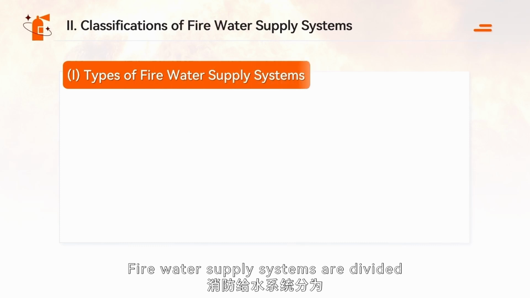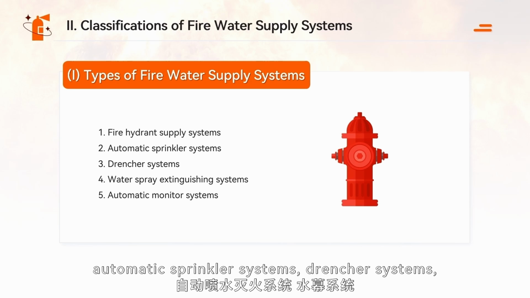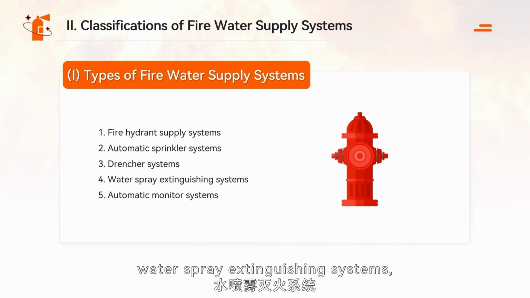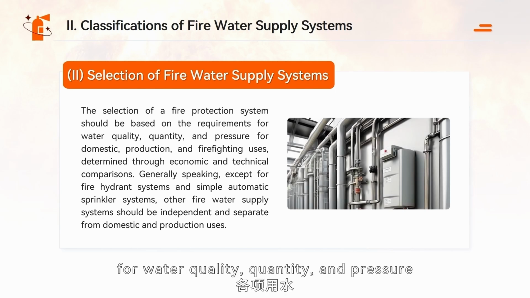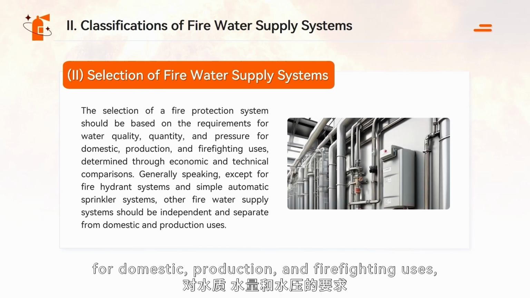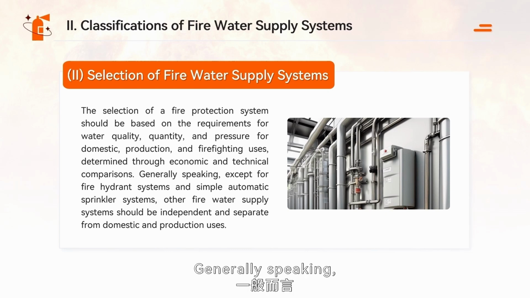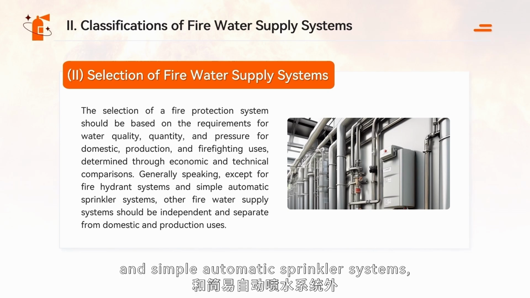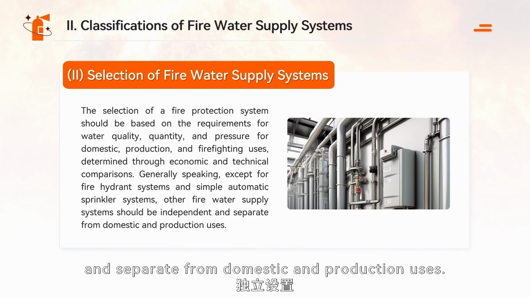Fire water supply systems are divided into fire hydrant water supply systems, automatic sprinkler systems, drencher systems, water spray extinguishing systems, automatic monitor systems, etc. The selection of a fire protection system should be based on the requirements for water quality, quantity, and pressure for domestic, production, and firefighting uses, determined through economic and technical comparisons. Generally speaking, except for fire hydrant systems and simple automatic sprinkler systems, other fire water supply systems should be independent and separate from domestic and production uses.